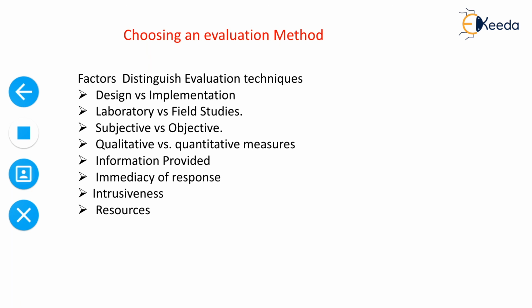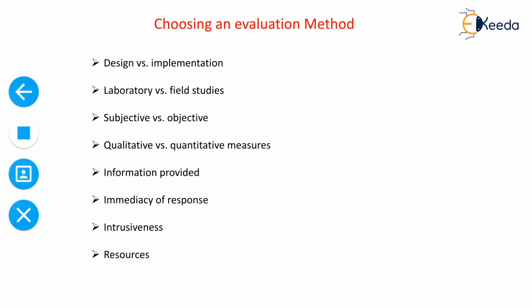Then the final factor is resources. Resources play an important role through their availability. Resources to consider include equipment, time, money, participants, expertise of the evaluator, and context. Some decisions are forced by resource limitations, and some techniques are more reliant on evaluator expertise. So that is choosing an evaluation method.